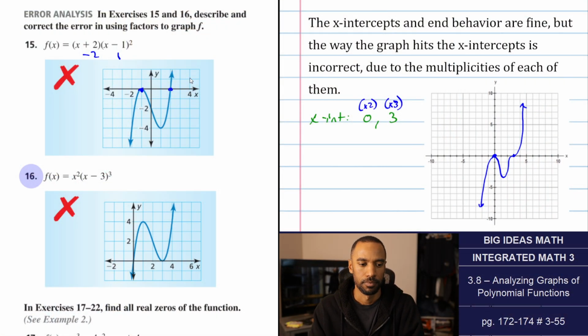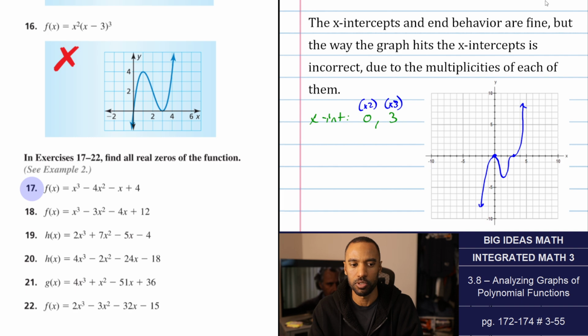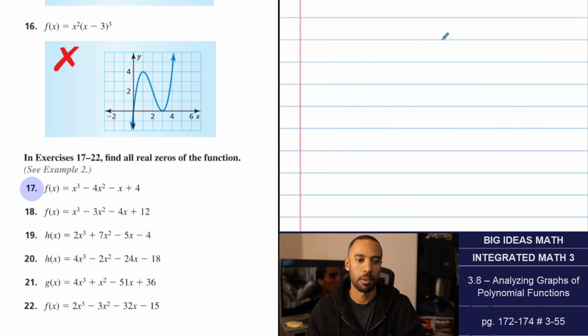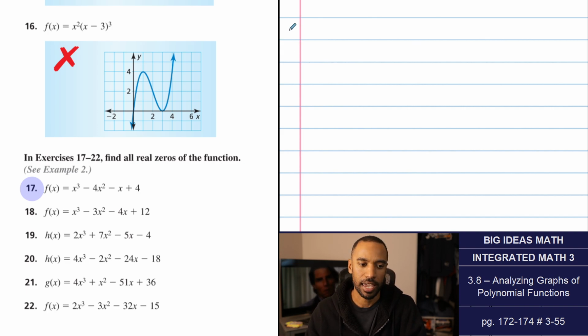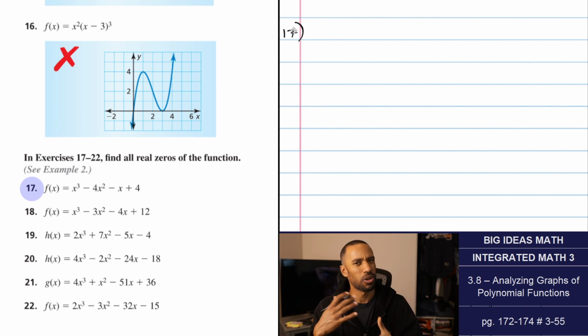Okay. Numbers 17 to 22, find all real zeros of the function. It says see example 2. I believe example 2 was where we used the graphing calculator and the location principle. Whereas some of these graphs here are factorable, and I kind of want to talk about those and do this other version as well, and then I'll go to the location principle. I feel like doing both. It says find all real zeros, and it doesn't tell us to do one way or the other.